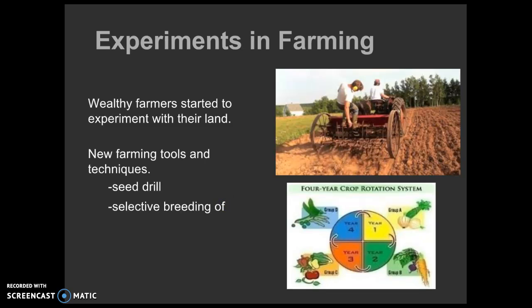One of the new tools they had is pictured in the top right. It's called the seed drill. It improved the way they planted seeds. Before the seed drill, farmers used to just put seeds in the palm of their hand and throw them onto the dirt, which is called broadcast seeding, which really didn't work because if the wind blew, the seeds would blow away and birds would come and eat the seeds. So the seed drill actually planted them in these little ridges in the ground and made sure that they took root and didn't blow away.